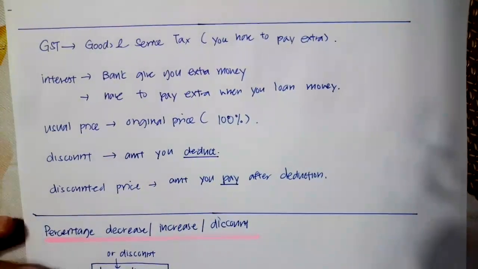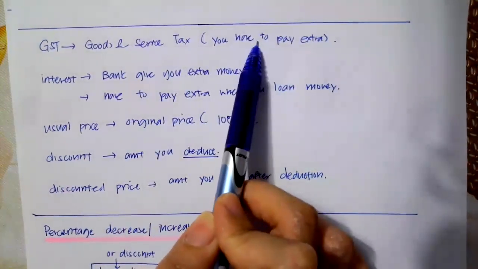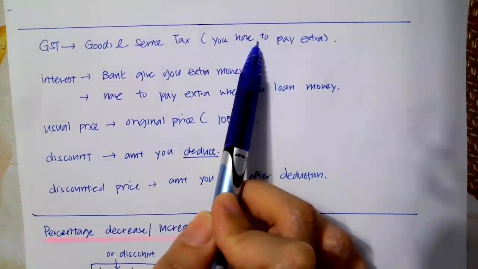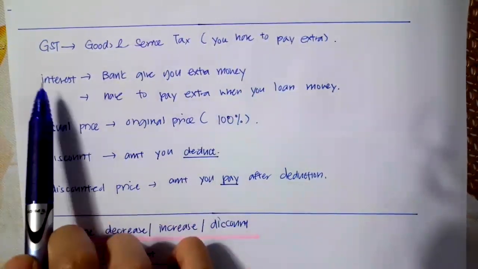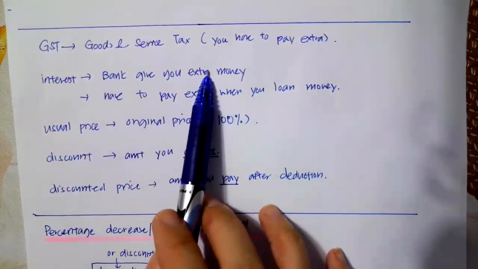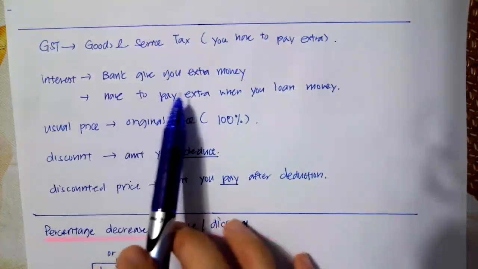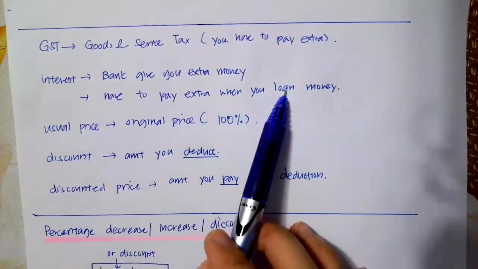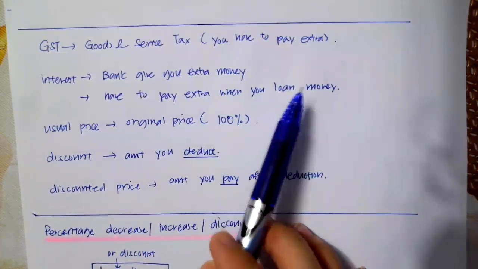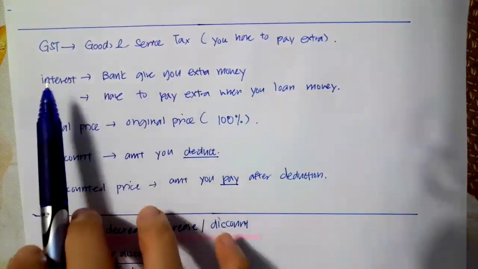Now, just to recap a few definitions with you here. GST is a goods and service tax. It's something you have to pay extra in any country. Okay, it is a tax, extra money to pay. Interest depends on what question they give you. Either the bank gives you extra money for depositing money with them, saving money with them, or you have to pay extra when you borrow money, when you loan money. Okay, when you pay back to a loan shark, for example, or pay back to the bank, you have to pay extra money for the interest.